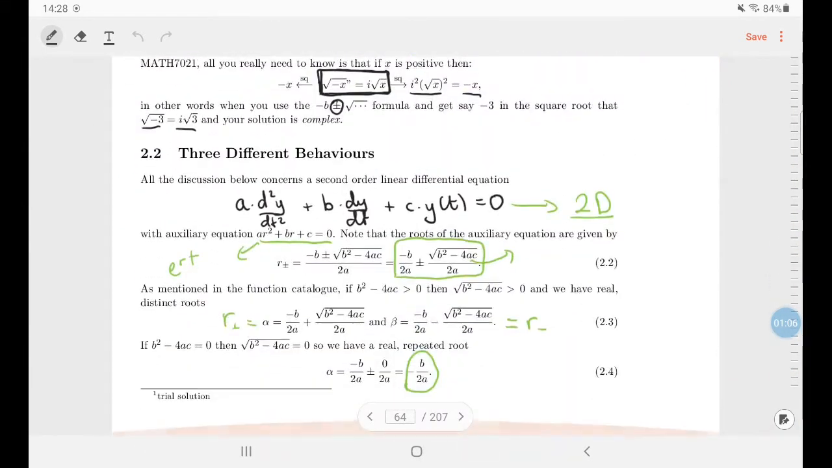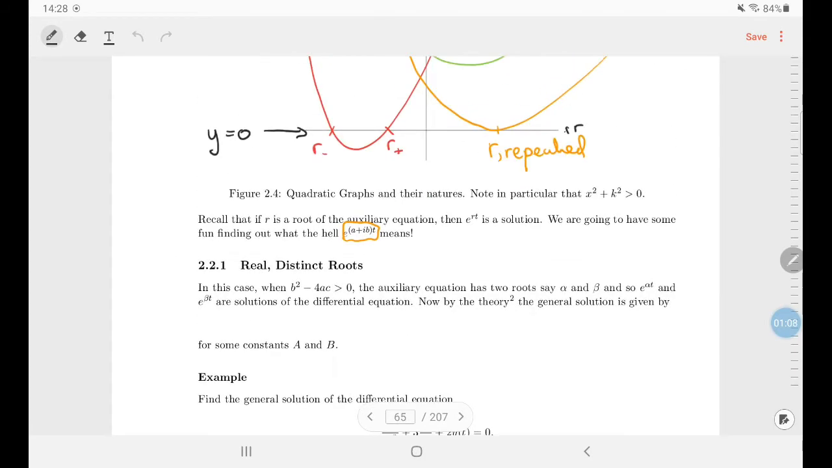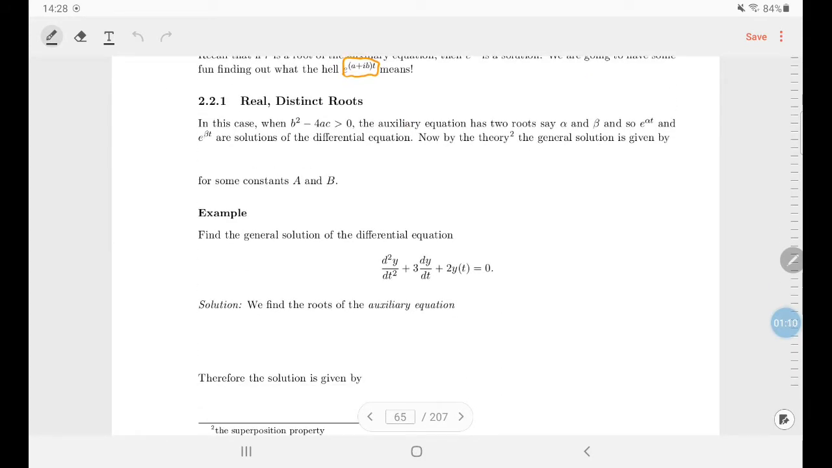Now there's three different scenarios. One where the two roots are real but different, and then the real repeated, and then finally complex. So the easiest situation is when you've got two real roots that are different. So by the theory, it says that the solutions are, this is called the general solution. Now the general solution can capture all possible starting displacements and starting velocities.